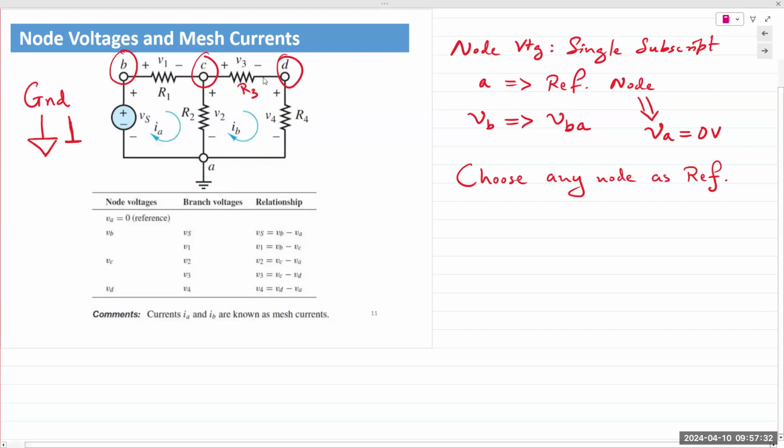Okay, so as I was saying, you can choose any node you want. That node is 0 volts. You have VB, meaning it's implied that VB is VBA. VC means it's VCA. VD means it's VDA. Now, if VA is my reference, I automatically have an answer if one end of a power supply voltage source is connected to the reference node: you automatically have the answer at the other end.